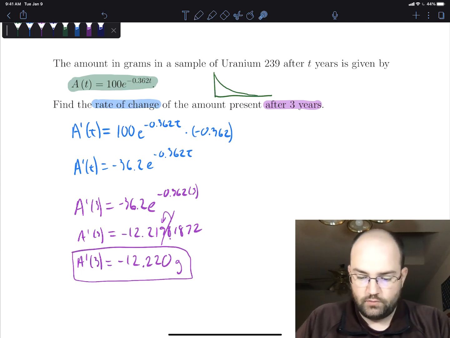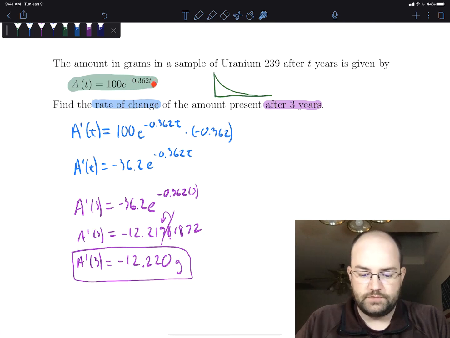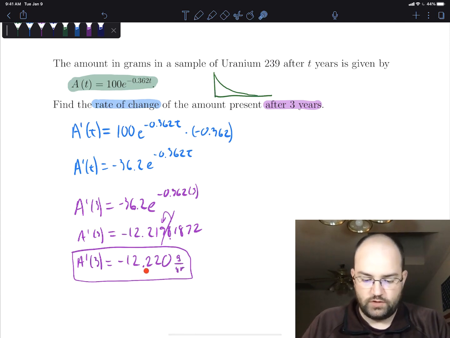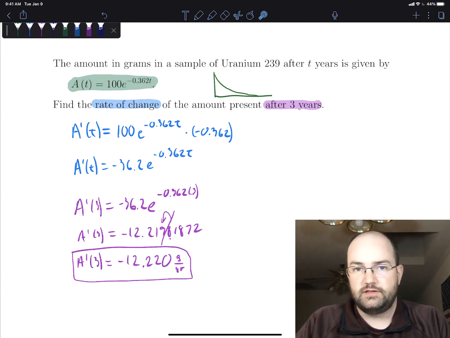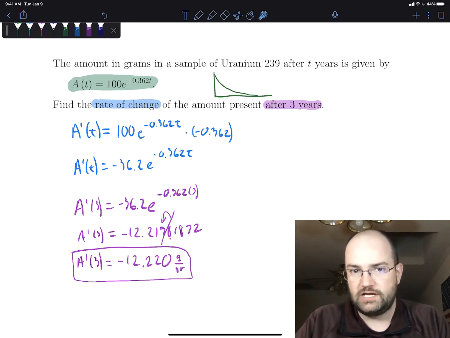Now, what that tells me is that at 3 years after whatever time equaling 0 is, or in 3 years in the future, this 100 grams of uranium is going to be reducing, not in grams necessarily, but grams per year. This is negative 12.220 grams per year. In other words, it's reducing the amount of uranium-239 in there by 12.220 grams per year at that time.